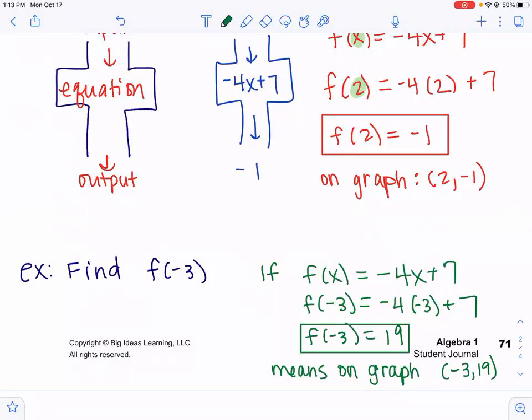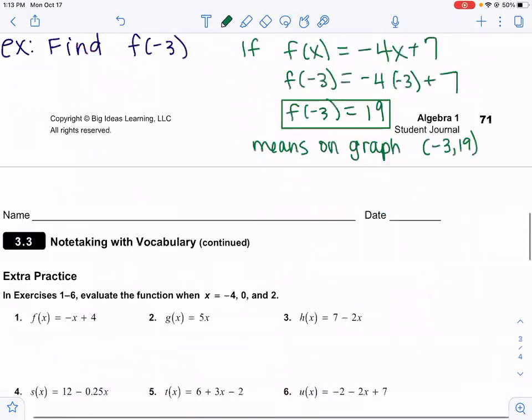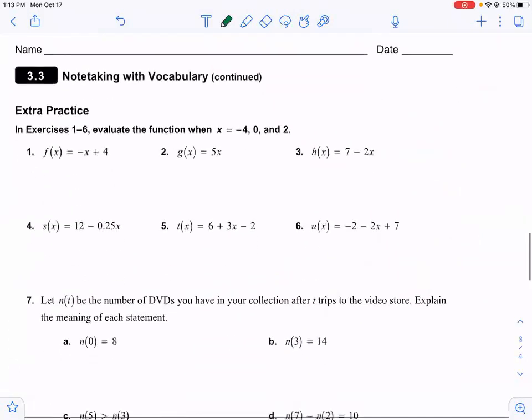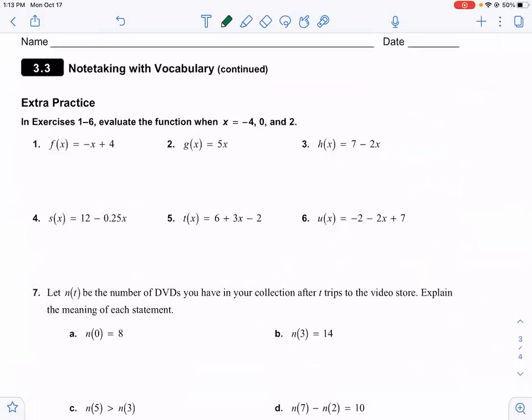Am I blowing your mind? No? Okay, good. I have no idea what you just mumbled. That's okay. Let's go to the next page. You have a question? Okay. You have the case of the Mondays.